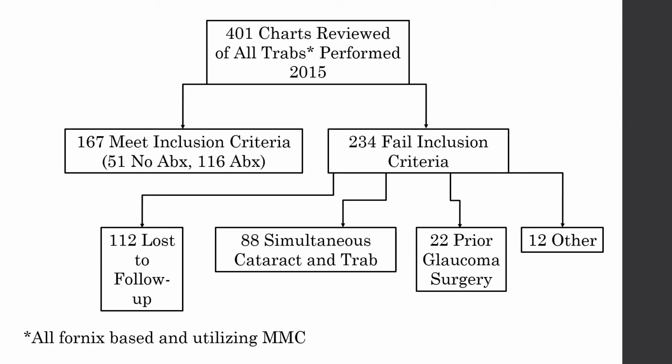So in total, 401 charts were reviewed, which was all the trabeculectomies performed in 2015, as well as a couple additional cases of known endophthalmitis after a primary trabeculectomy. 167 of these patients met the inclusion criteria, with 51 of the cases not using antibiotics and the remainder using them, and 234 didn't meet the inclusion criteria. Most commonly, that was because they were lost to follow-up. A lot of those patients came to Wilmer for the surgery and then followed with a local ophthalmologist after.